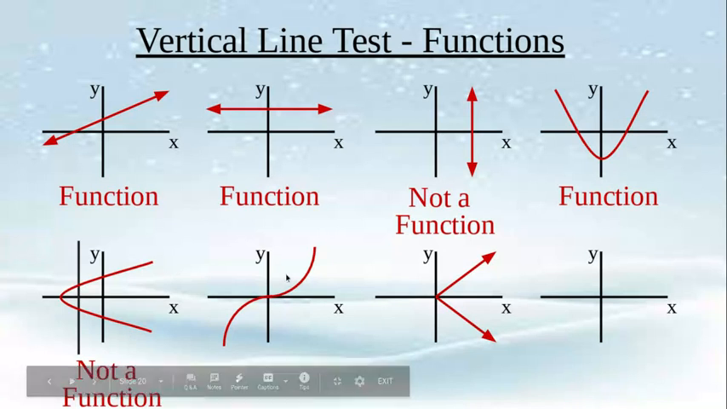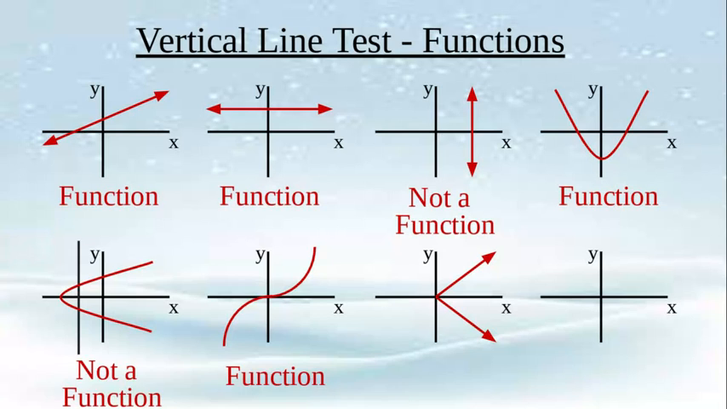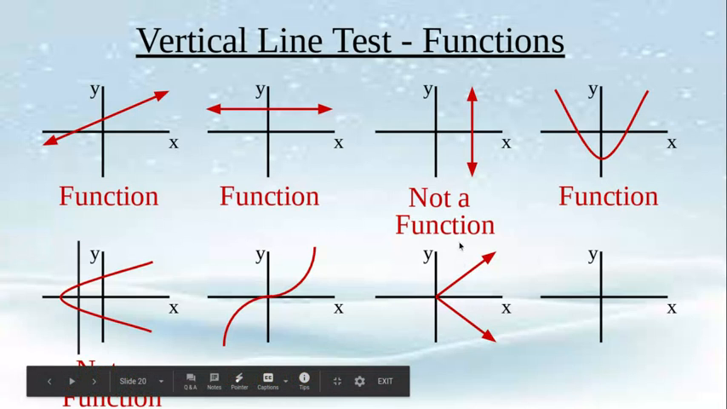All right, let's look at this one. No matter where you draw the line, I draw it, boom, hits it there. I can draw here, hits it there. Draw a line here, hits it there. No matter where you draw the line, it can only touch the line one time. So that means it is a function. And then if we take a look at this one, if I draw a vertical line, I can hit it twice, which means not a function.